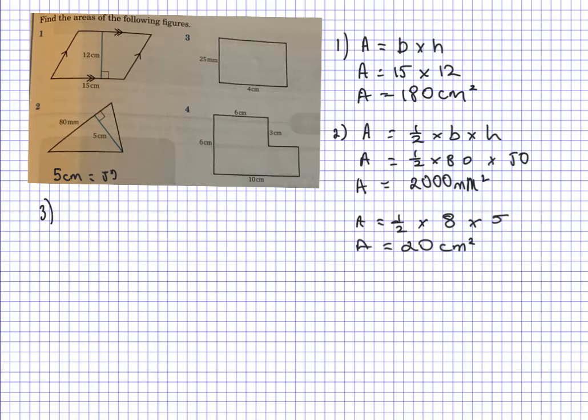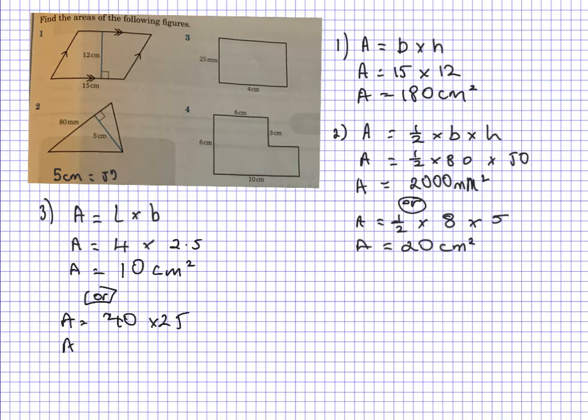Okay, question 3. We just have a rectangle, so the area of a rectangle will be length times breadth. This time you need to convert the millimetres into centimetres or the centimetres into millimetres. So we'll have 4 times 25 millimetres will be 2.5 centimetres. So 4 times 2.5, which is 10 centimetres squared. Or you could have done it in millimetres. So you could have done 40 millimetres times 25 millimetres, which is 1,000 millimetres squared.